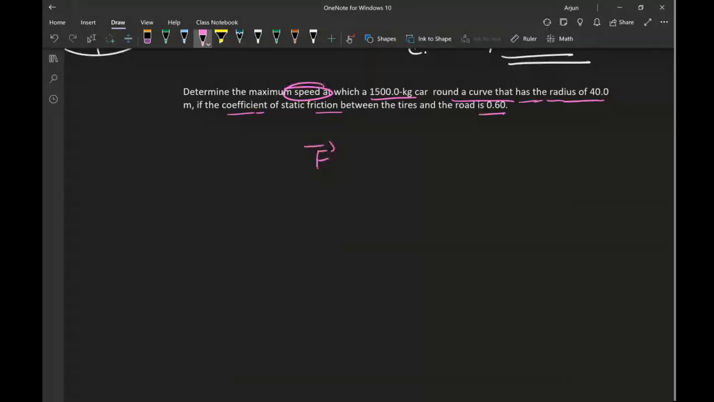So maximum speed, how can I find out? I know the formula for Fc, which is mv square upon r. So from here I can find the speed in this case. Notice it has used the word speed because it's not talking about the direction, and it's in a circle. The direction will keep on changing all the time.